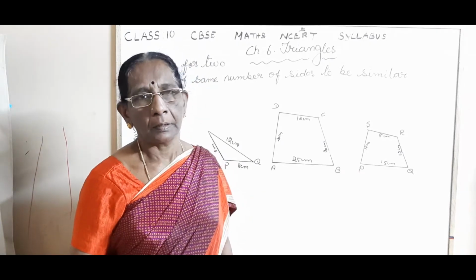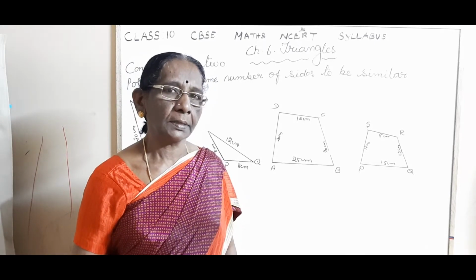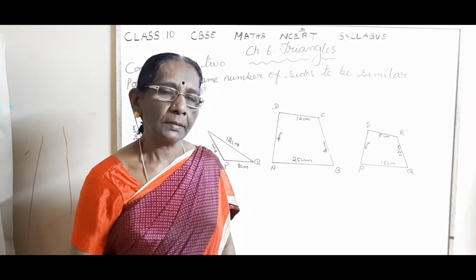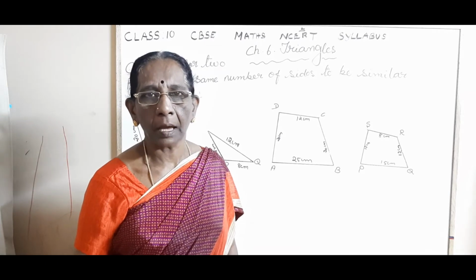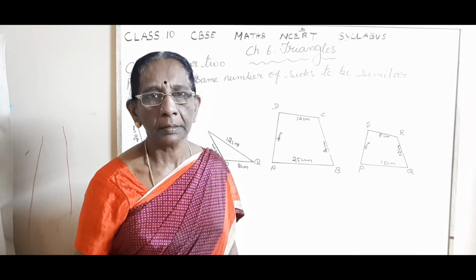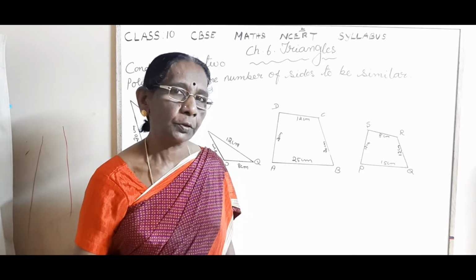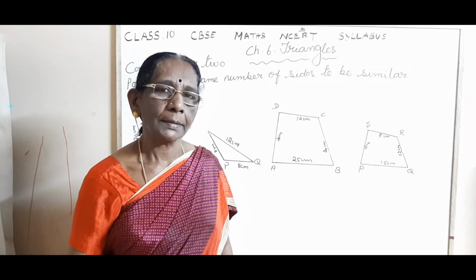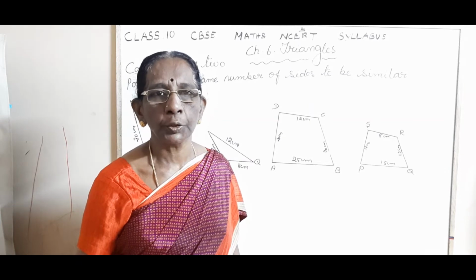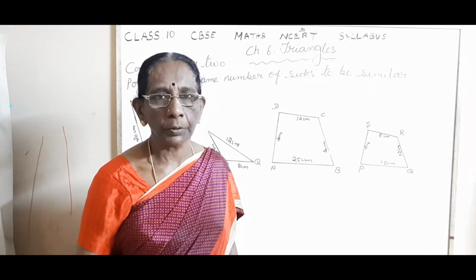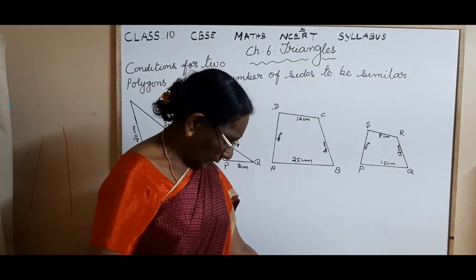In this session we will continue chapter 6, Triangles. In the previous session we discussed the two conditions for two polygons of the same number of sides to be similar. Isn't it, children? What are the conditions? The corresponding angles of the two polygons should be equal, and the corresponding sides of the two polygons should be proportional. That means the ratio of their corresponding sides should be equal. Now, we will discuss it elaborately in this session.